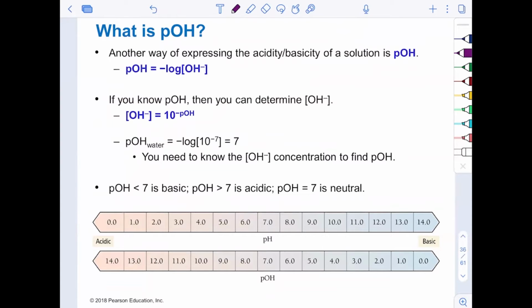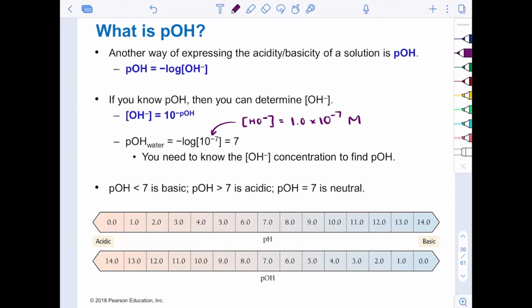pOH, what is the pOH? Why do we need it? Well, sometimes we want to express acidity and basicity with a pOH. A pOH is the negative log of the hydroxide concentration, right? So if you know the pOH, you can also determine the hydroxide concentration itself. pOH of water is still 7. We still have that hydroxide concentration for neutral pure water as being 1 times 10 to the negative 7 molarity.